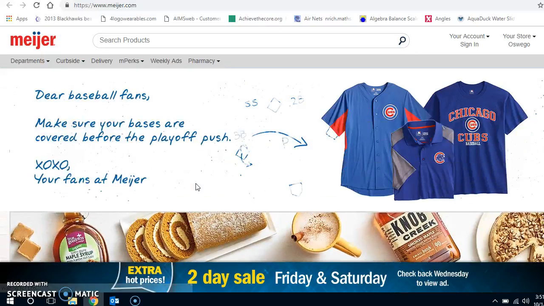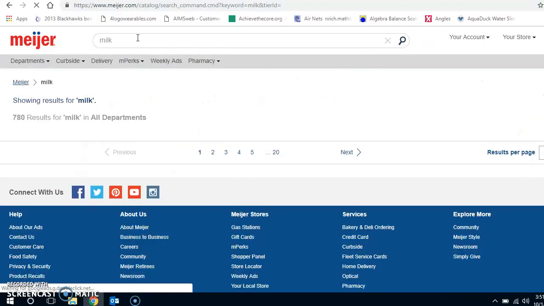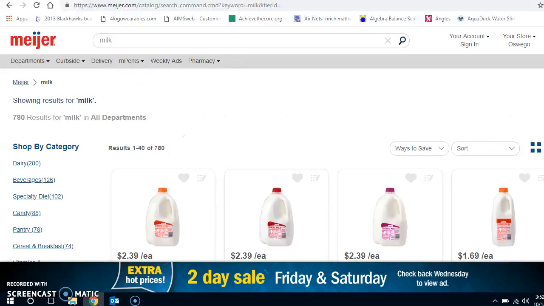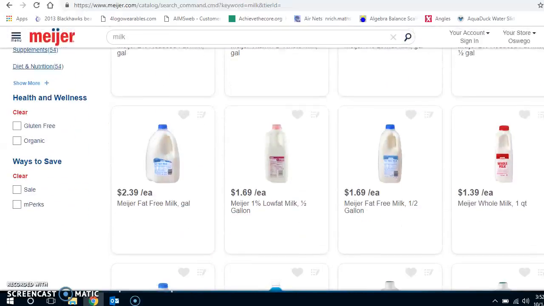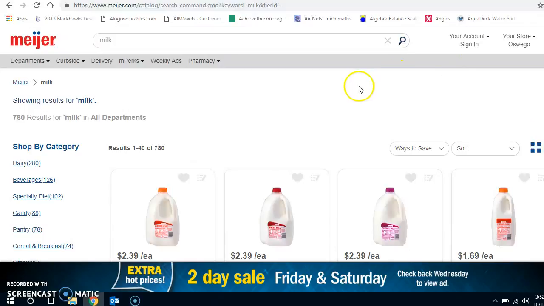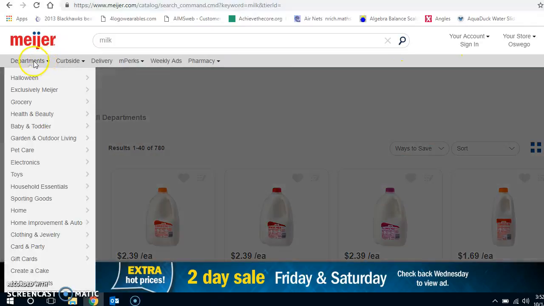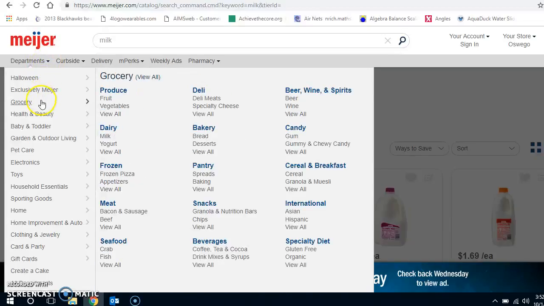Now, you have some options for searching the Meijer site. You can go right up here to the search bar. Let's say I wanted to find milk. I will just type in milk, and it takes me immediately to the page with some options for milk. The other way I can search for products is by going to departments. Once in departments, I would go to grocery. For grocery, there are different categories such as produce, dairy, frozen, meat, and so on.